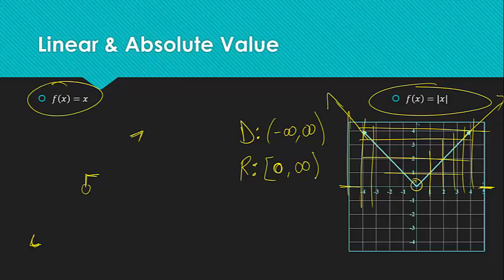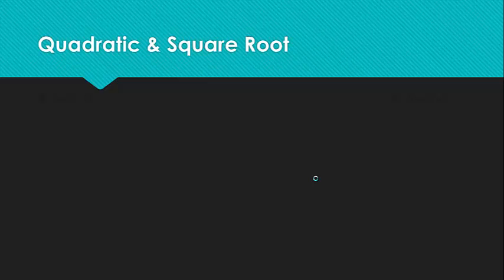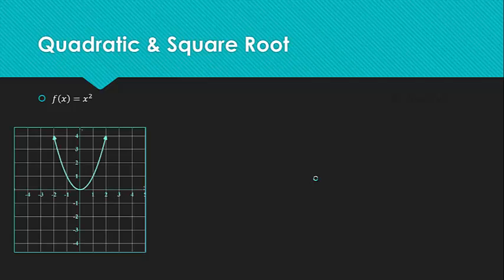Cool beans. Alright, next. Quadratic and square root. We've got f of x equals x squared. That's the parent function of a quadratic function, and it looks just like this. So let's find our domain. Domain deals with x's. So by the vertical line test, this line goes forever this way, so domain will be negative infinity all the way to, same thing, infinity.